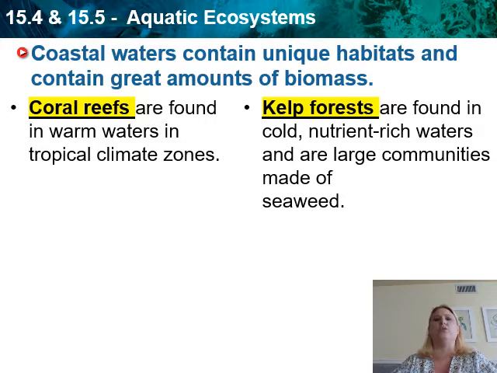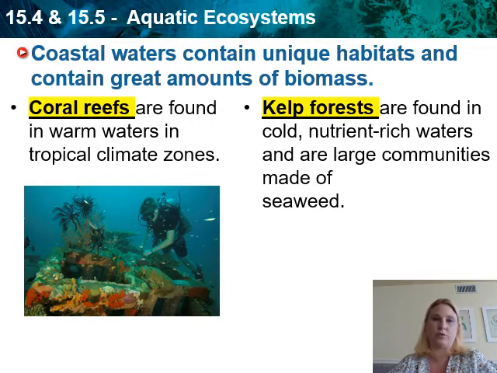Coastal waters contain unique habitats and great amounts of biomass, and there's just a couple different kinds. We have the coral reefs, which are found in warm waters and tropical climate zones. And we've all heard of coral reefs. Lots and lots of organisms live there.